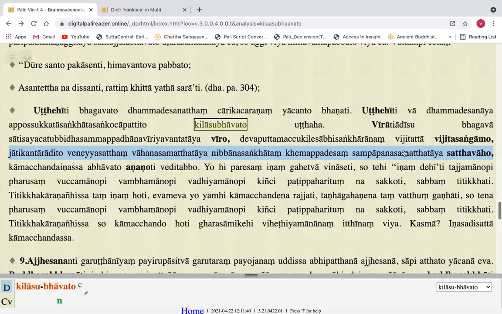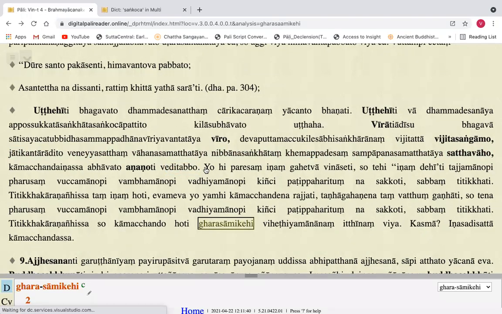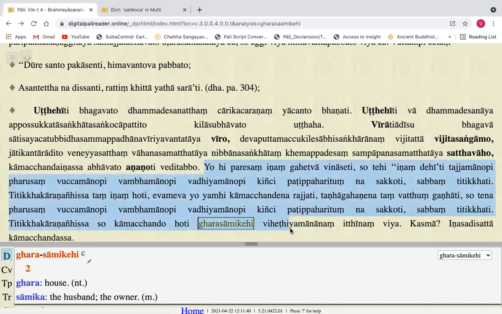Okay, and so Kamit Chanda Inasa Abawado and Nodi Weditapo. Okay, that is the same as the commentary. But here is another piece of information. So yo hi Brisa Inag Hidawa Wina Sedi. So anyone having borrowed, having taken debt from others, and Wina Sedi.